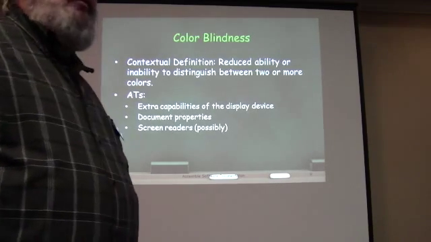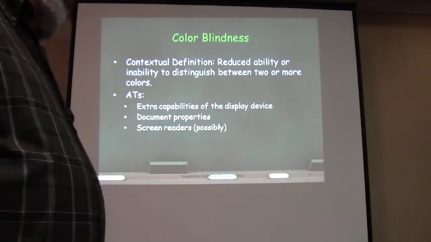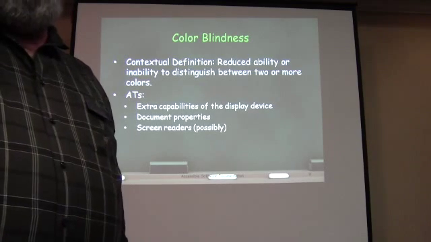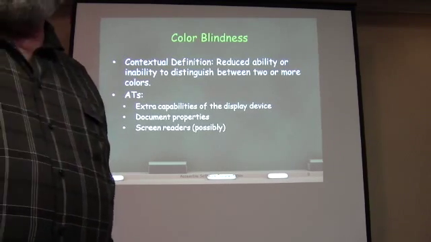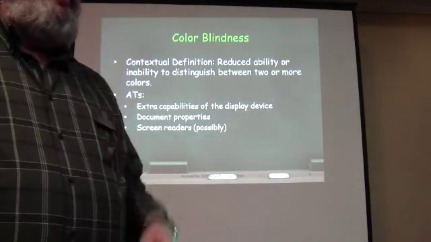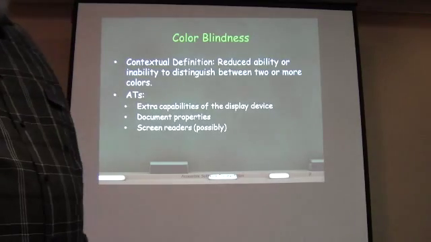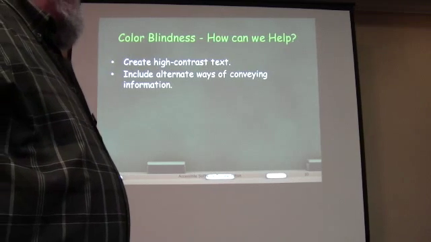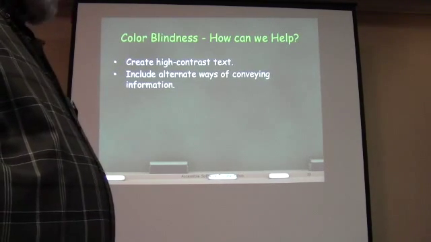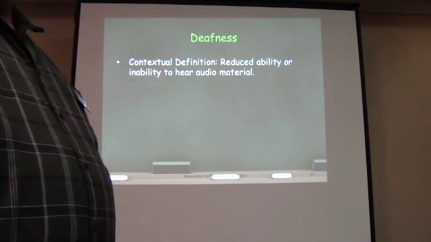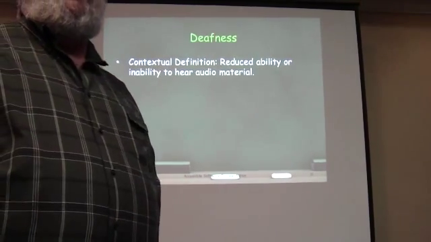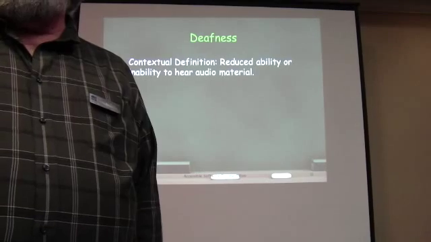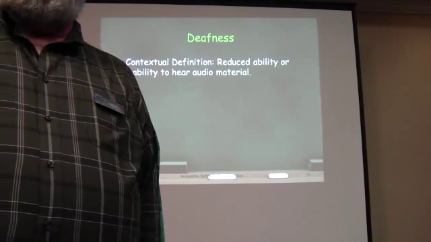Document properties to me are a big deal, and I threw screen readers in there thinking, well, yeah, that could possibly work. I don't know if a person with color blindness would want to go to the trouble of using a screen reader, though, because they're still a little less than wonderful. But how we can help is creating high contrast text, including alternate ways of conveying information as well. In fact, one of the absolute have-to-have rules of accessibility is to have high contrast.